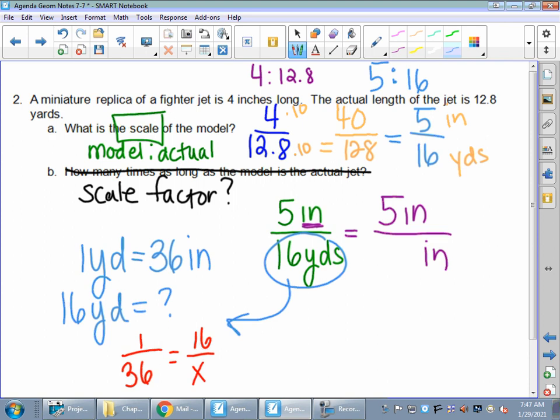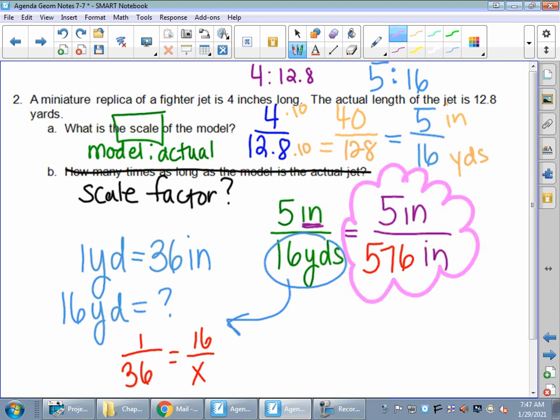Do a quick math problem, and I believe that that's going to be 576 inches. So my scale factor is 5 to 576. Simplified, right? Nothing goes into 5 and into 576.